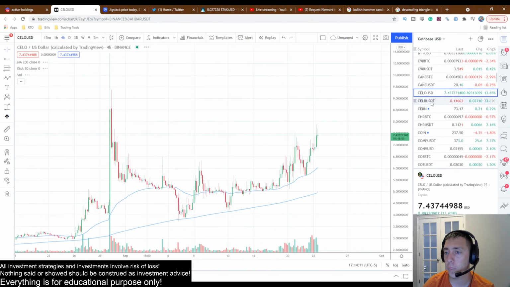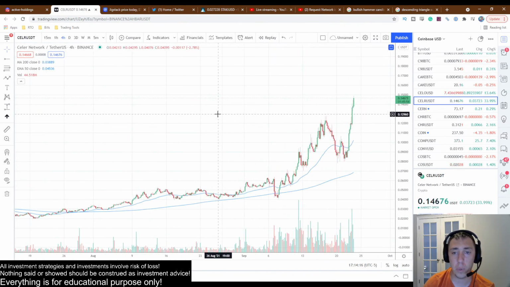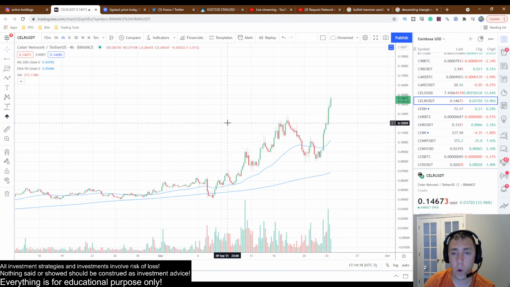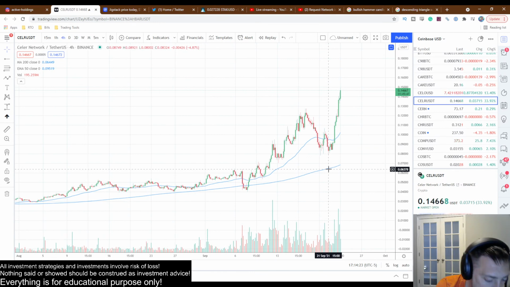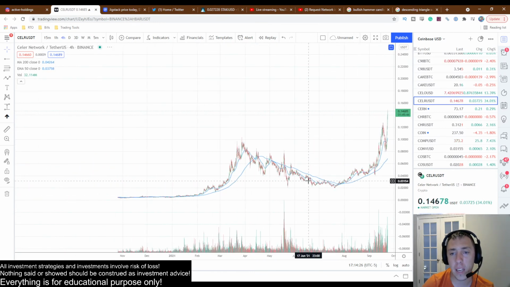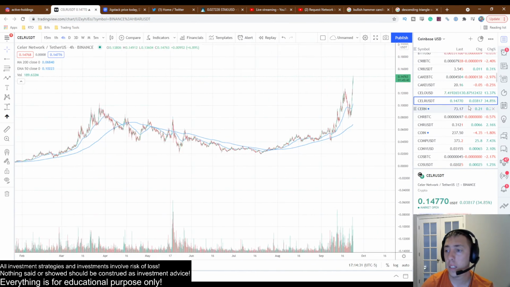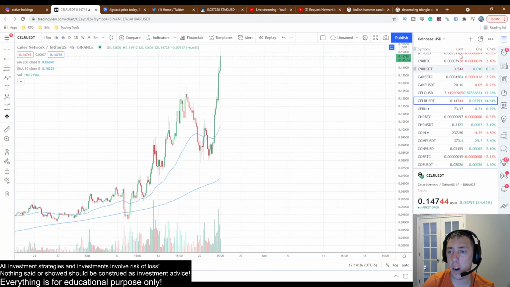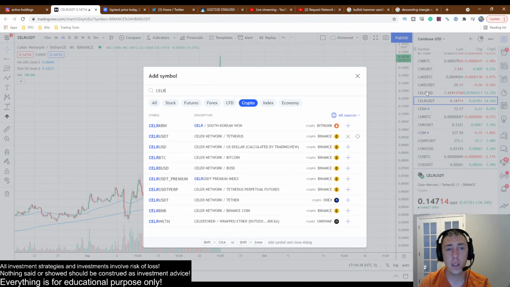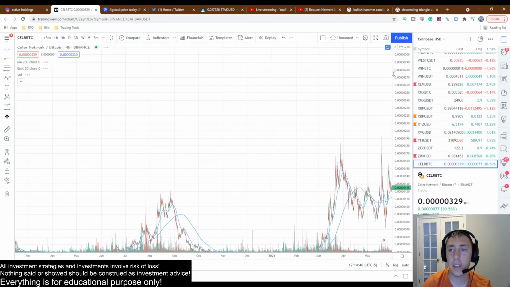CELR. Whoa. This looks really bullish right now. Wow. This looks amazing. All right, so damn. Now it's a different chart. CELR. All right, let's look at the BTC pairing too. CELR BTC. Dang. Ooh, baby, this is insane.